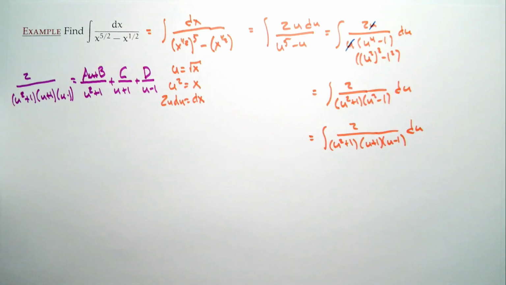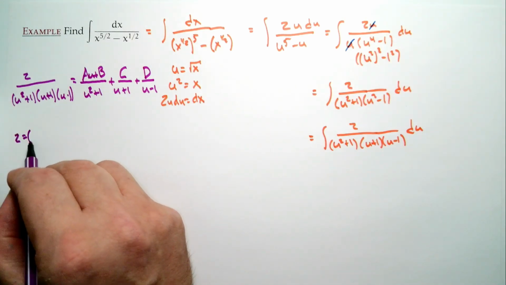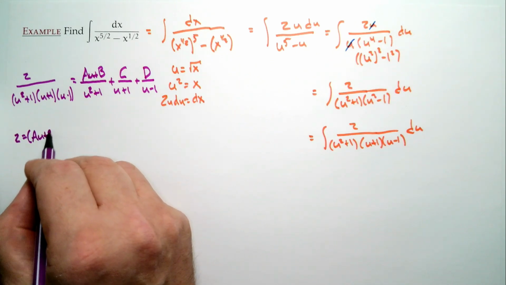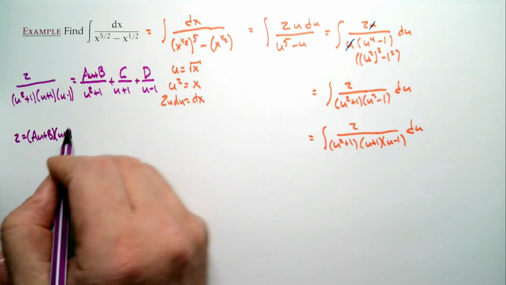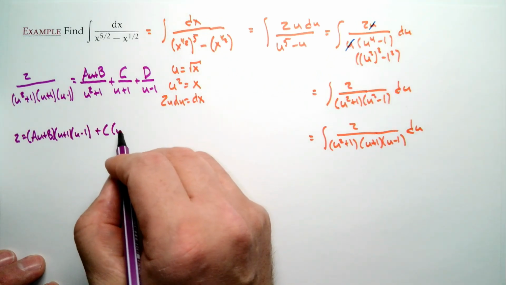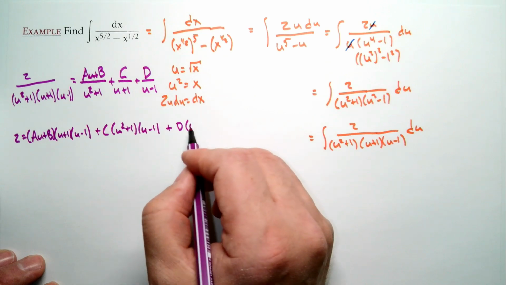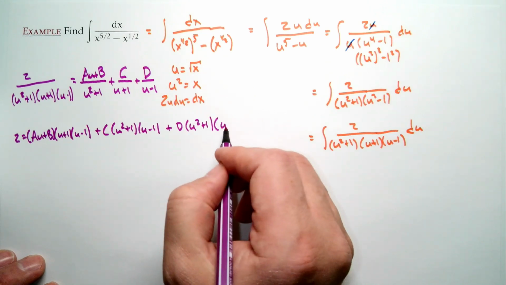So we clear both sides. We're going to end up with 2 equals (au plus b) times (u plus 1) times (u minus 1), plus c times (u squared plus 1) times (u minus 1), plus d times (u squared plus 1) times (u plus 1).